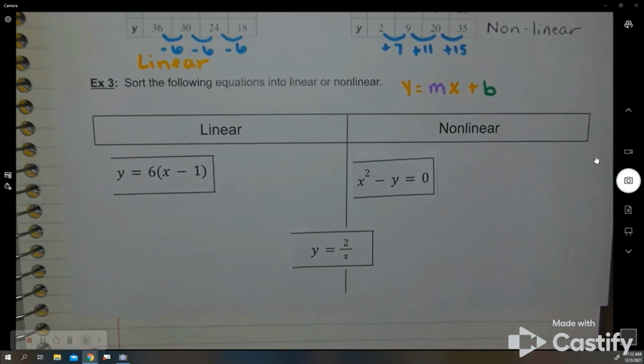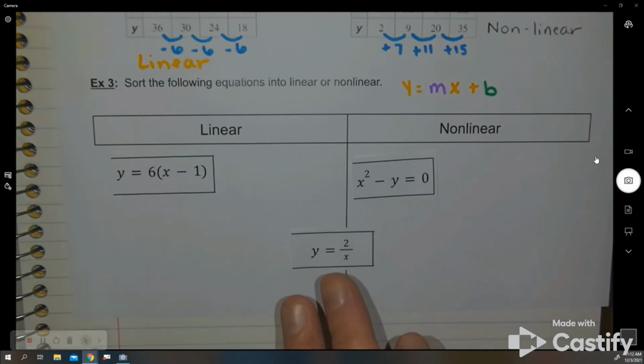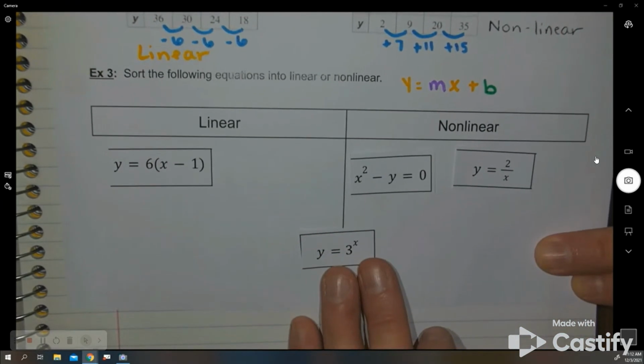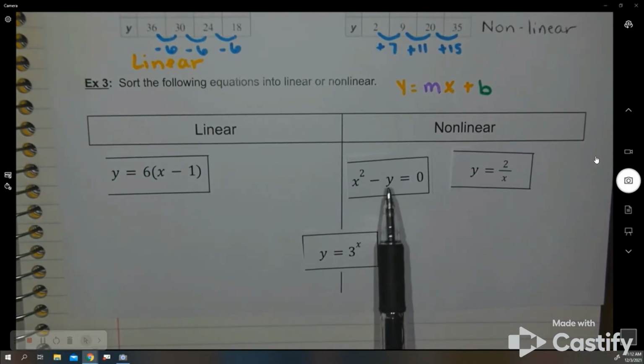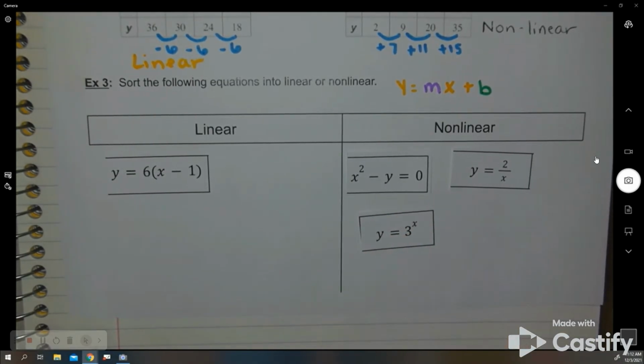All right, next one, y equals 2 over x. Well, does this show x as the bottom of our fraction? No, it does not. So therefore, it's nonlinear. This one starts out y equals 3 to the power of x. Just like we talked about with this one here, if you have x as an exponent, or you have an exponent on your x, then it will not be a linear equation.